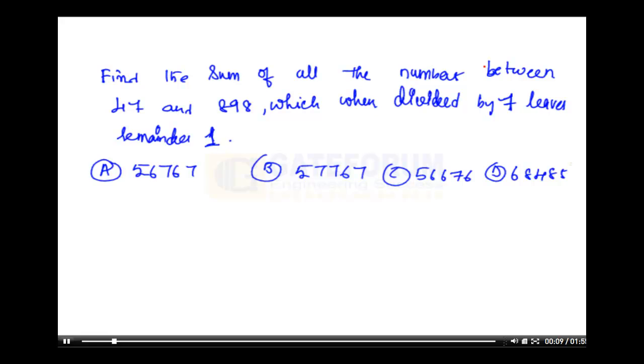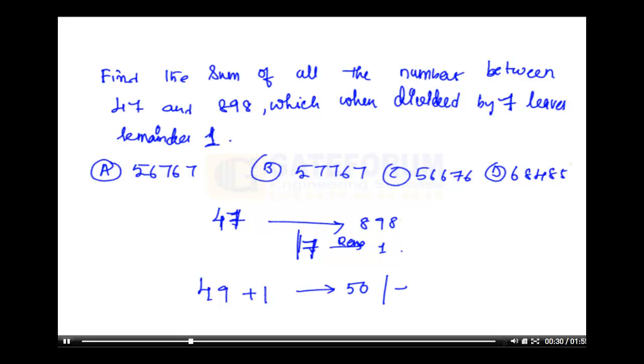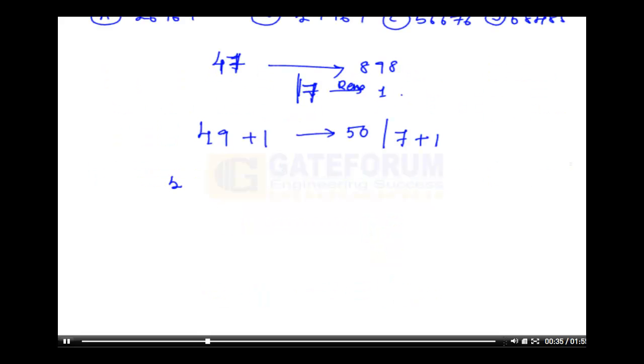We have to find the sum of all the numbers between 47 and 899, which when divided by 7 leaves remainder 1. So between 47 and 898, first of all we have to find the numbers which when divided by 7 leave remainder 1. Now we know that 49 is exactly divisible by 7. So if we add 1 to this, that will be a number which when divided by 7 leaves remainder 1. The first number of the series is 50. Next number will be 50 plus 7, that is the number by which you have to divide. Next 64 and so on.